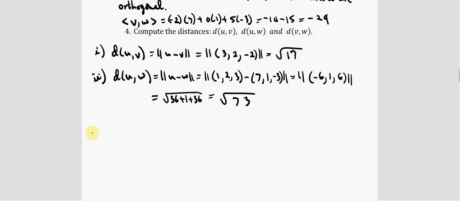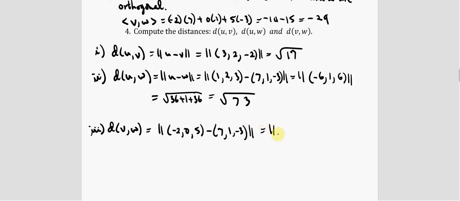And then the last one, the distance between v and w. So this is the norm. V is negative 2, 0, 5, and then that's minus w, which is 7, 1, and negative 3.